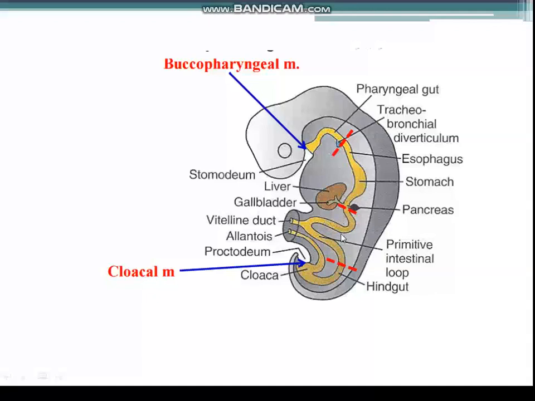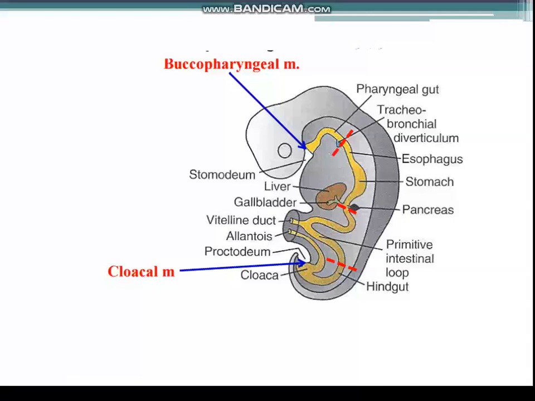Then we have the midgut. The midgut is located between the liver bud and the region between the right two-thirds of the transverse colon and the left third of it. This will be the region of the boundary between the midgut and the hindgut. Then we have the hindgut, which extends to the cloacal membrane.